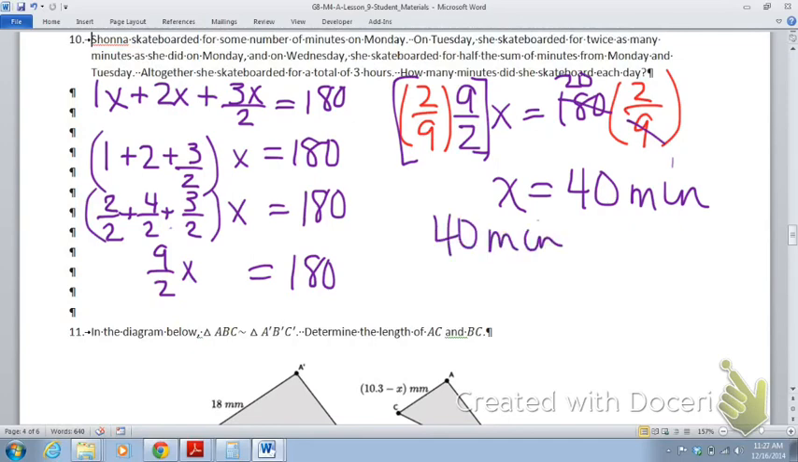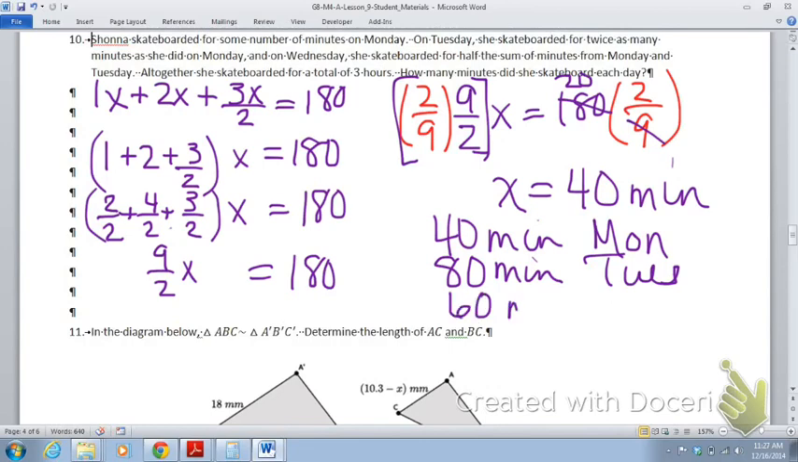I'm being asked each day, so 40 minutes on Monday, twice as many on Tuesday, so that's 80 minutes on Tuesday. And then half of the sum, so the sum is 120, half of that would be 60 minutes on Wednesday. And then I have to double check that that's 3 hours, and it is, because this is 1 hour on Wednesday, and this is 2 hours together on Monday and Tuesday. Okay, that was a great one. All right, let's look at number 11, and then we'll be done.